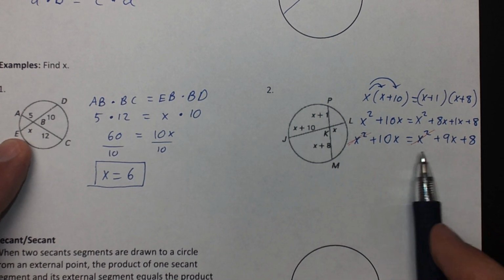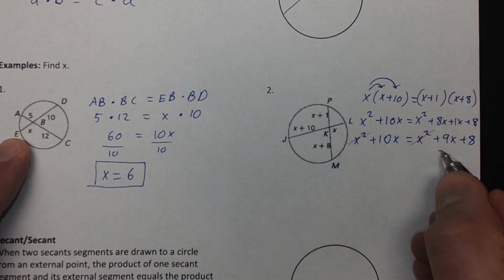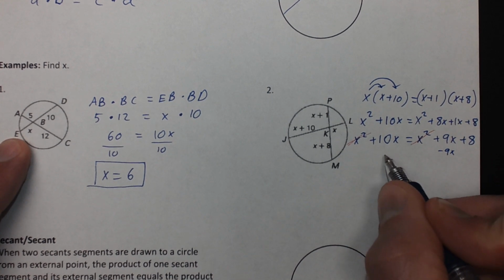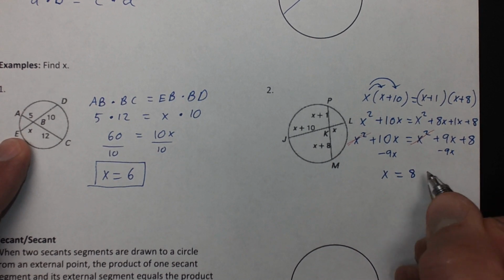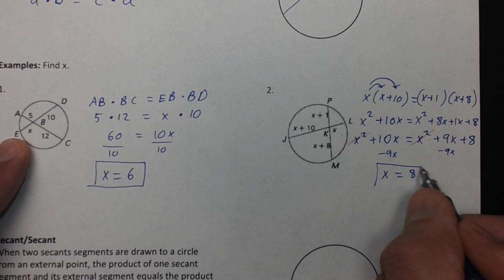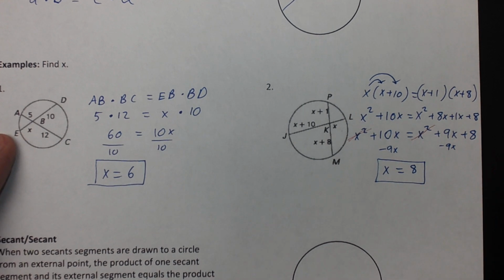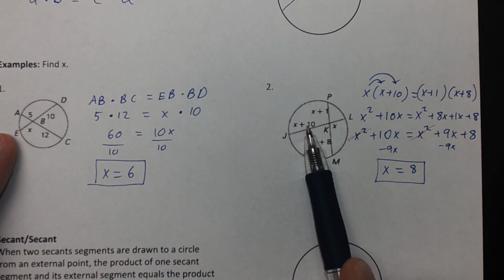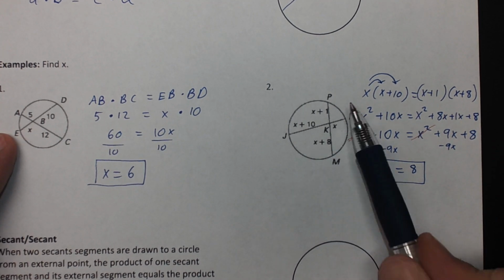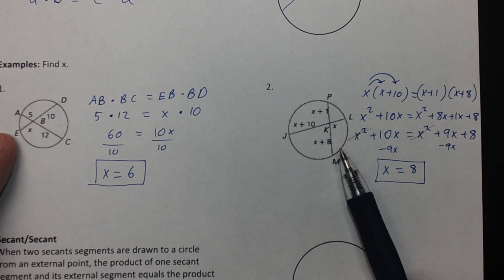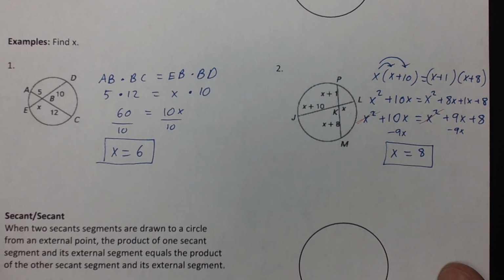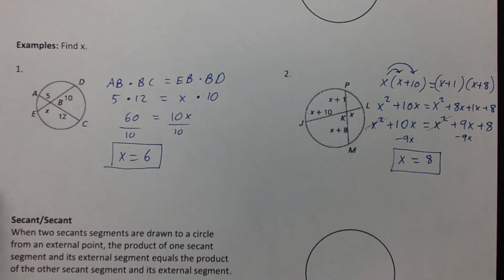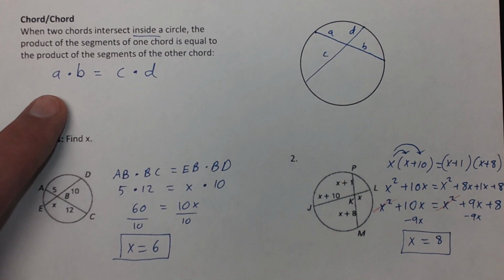This is actually almost ready to solve. If you just subtract 9x from both sides, you get x is equal to 8. And that's actually your answer. If you ever want to plug it in just to check, you could. You'd get 18 times 8 equals 9 times 16. If you calculate those, they should be equal to the same thing. So that's where you have two chords intersecting inside of a circle.